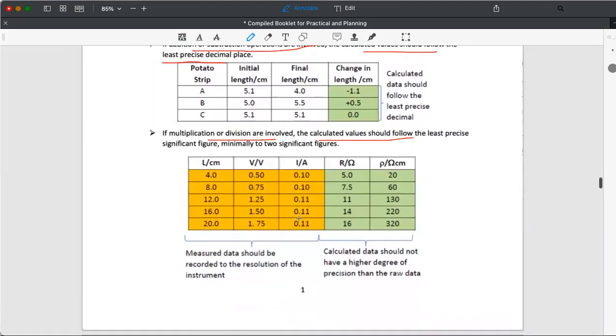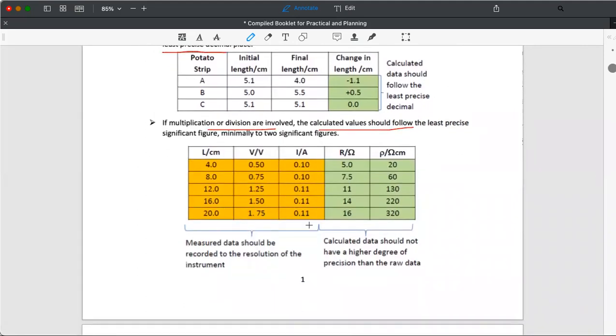All right. So the measured data should be recorded to the resolution of the instrument. If the instrument shows, let's say, 2 decimal places for the voltmeter, you better put 2 decimal places. If the instrument shows 2 decimal places for the ammeter reading, you better write 2 decimal places. Length is using a meter ruler, 1 decimal place in cm, so you better put 1 decimal place, even though it's 0.0, you have to write it down. Must. If not, there will be marks deducted.